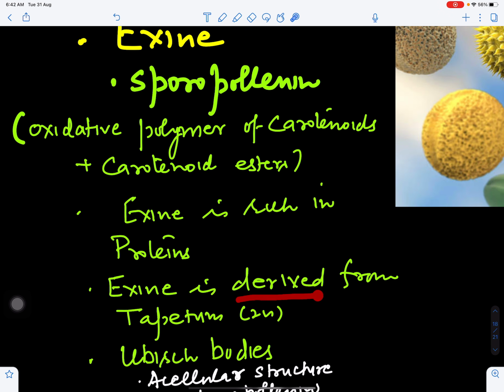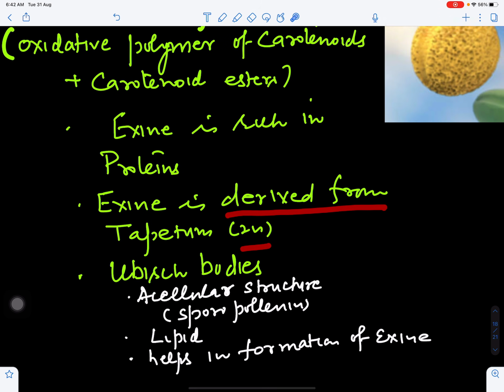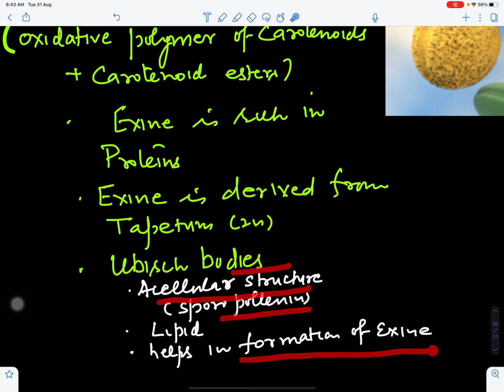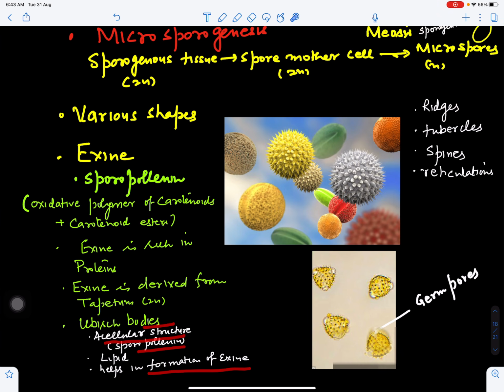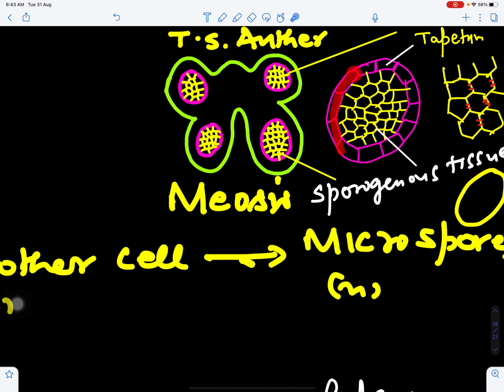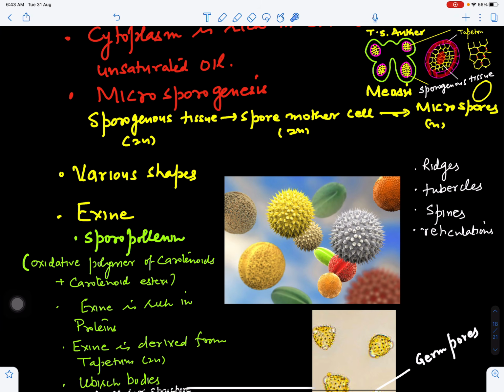Exine is basically derived from the tapetum. It may be made up of Ubisch bodies. What are Ubisch bodies? These are acellular structures, part of the sporopollenin, rich in lipids, and they also help in the formation of the exine. We can see here in this diagram, this part is the tapetum, and this part is the sporogenous tissue.